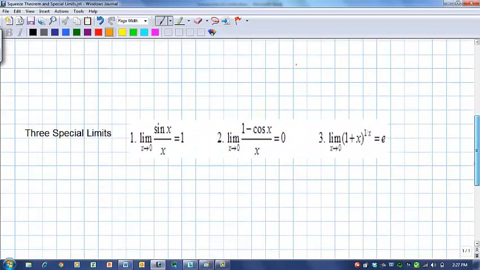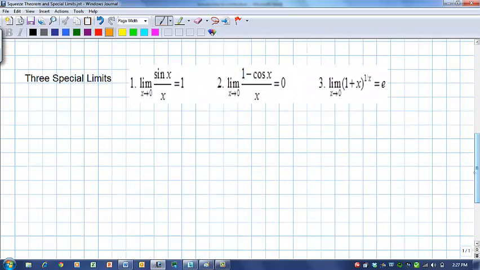The squeeze theorem can be used to prove these three special limits. I'm going to prove the first one here using the squeeze theorem, and then I'm going to leave the second two unproven, but we can prove them basically using the same sort of idea.